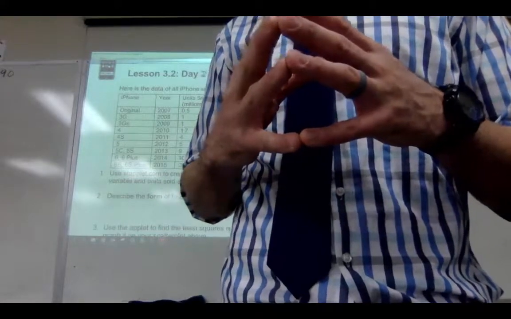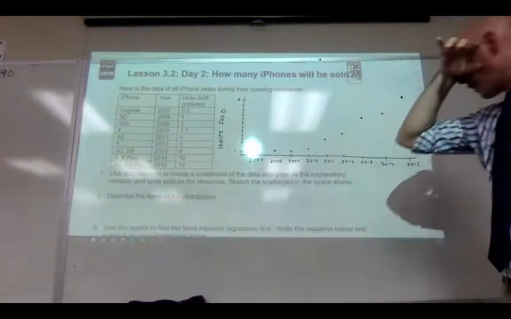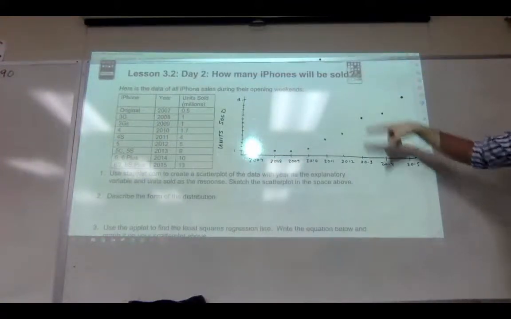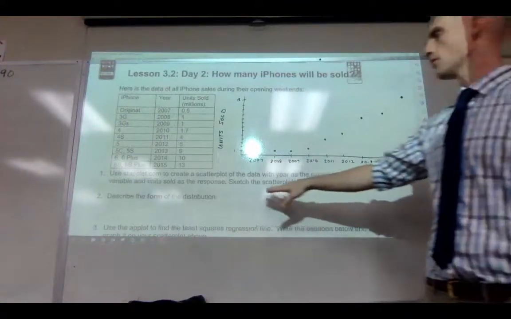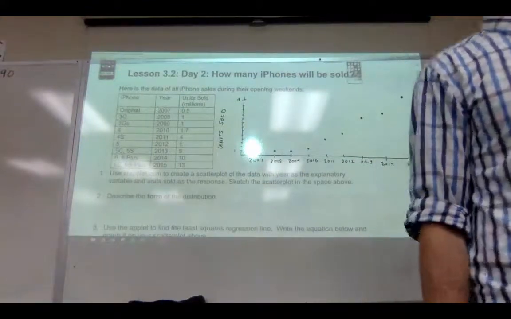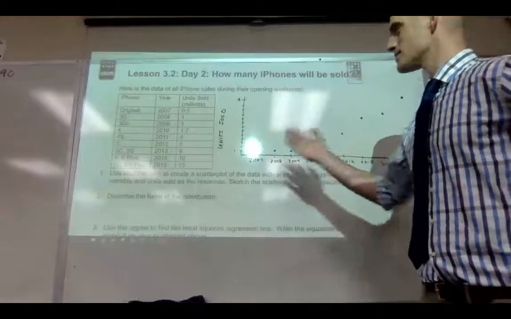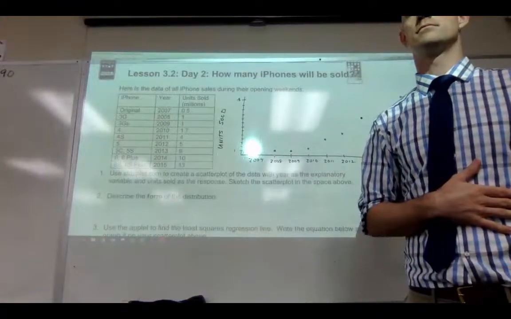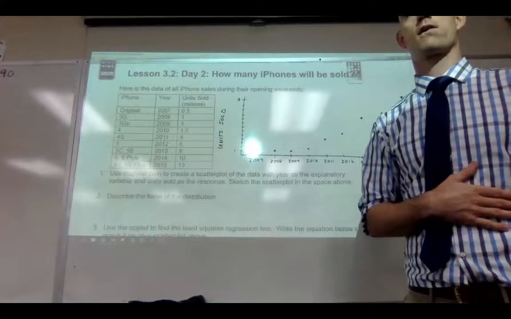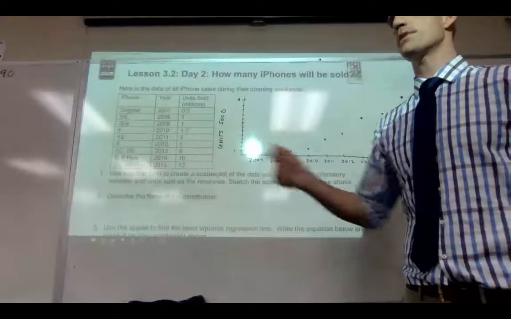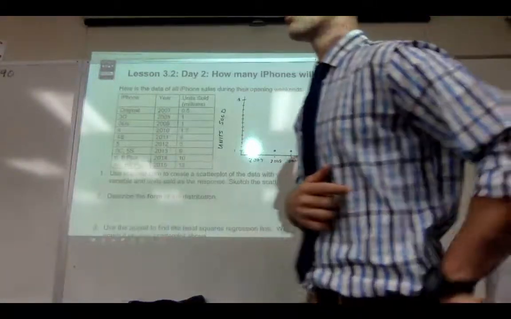Okay, moving on. So let's check out our data here. I sketched my graph here, units sold versus time. Describe the form of the distribution. What do you think? R value aside for just a second, does this look like a line? Somewhat. Does it look more like something else? Yes. What does it look more like?